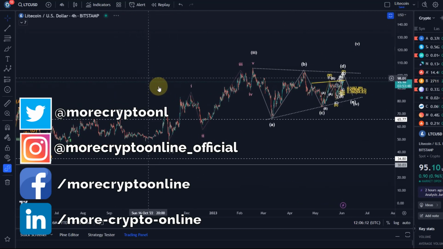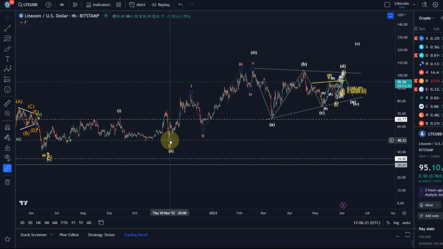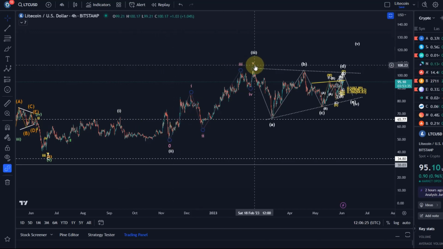Litecoin continues to be in this possible impulse. So we've got the wave 1 to the upside to the 13th of September high. We've got the wave 2 to the downside, 10th of November low. Wave 3 to the upside, 18th of February high, or 16th I think.